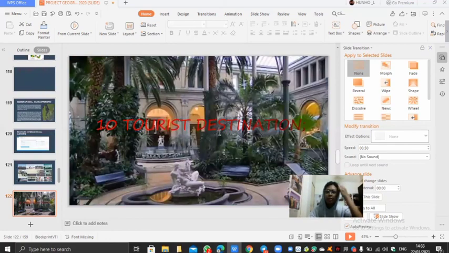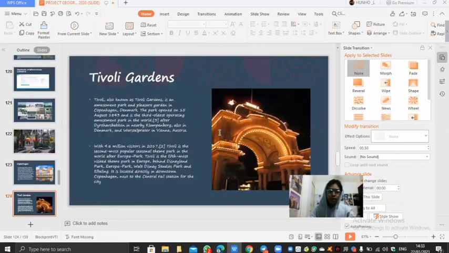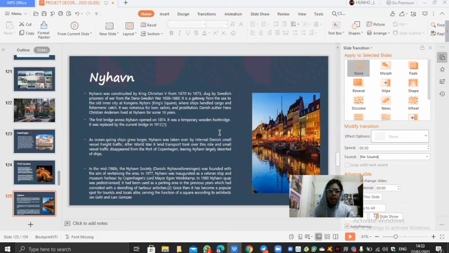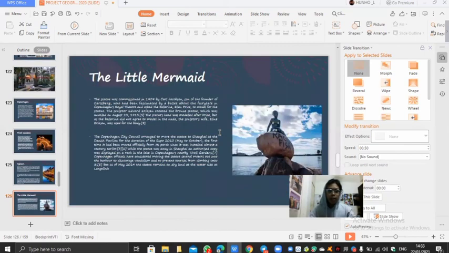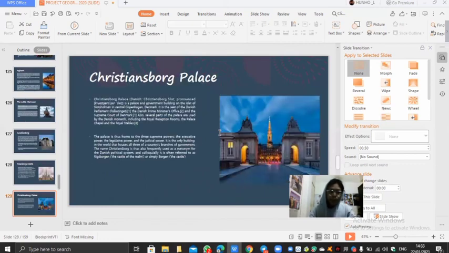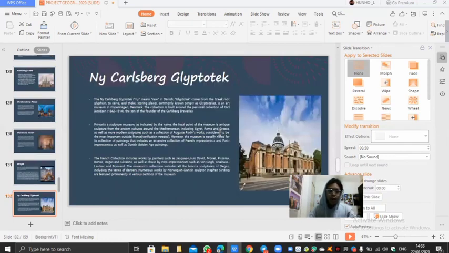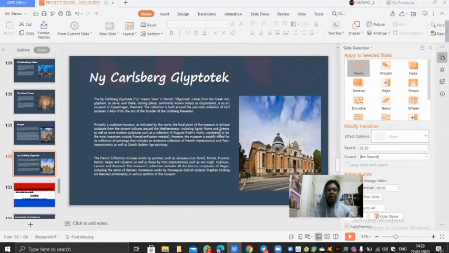For ten tourist destinations in Denmark: first, Copenhagen, Tivoli Gardens, Nyhavn, The Little Mermaid, Amalienborg, Roskilde Castle, Helsingborg Castle, Christiansborg Palace, the Round Tower, Strasbourg, and last one, Nykøbing Klippetorvet.